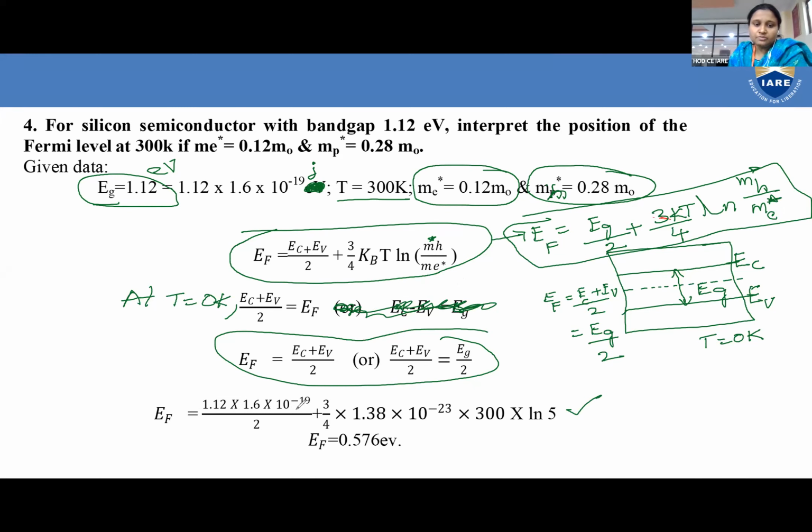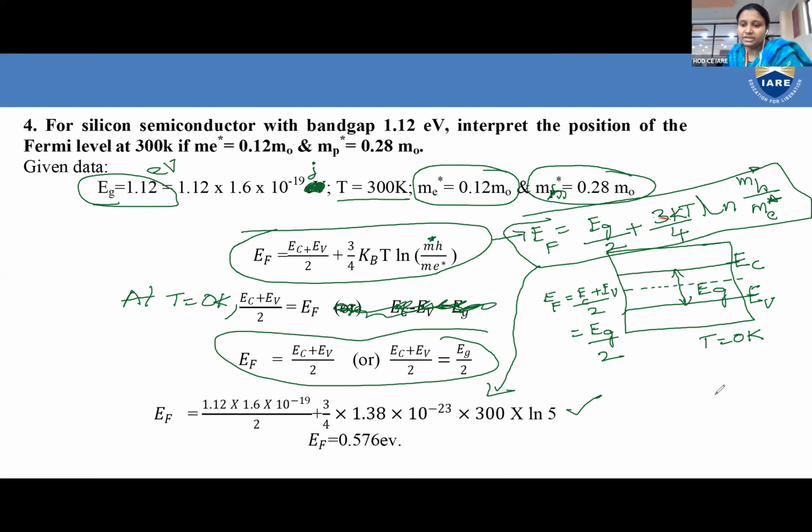So what is the value of Eg? 1.12 into 1.6 into 10 power of minus 19 joules divided by 2 plus 3. Here we have 3 kT by 4. So 3 by 4 K, Boltzmann constant value is 1.38 into 10 power of minus 23. And what is the value of temperature? I'm making substitutions in this formula. So here temperature is 300 kelvins.